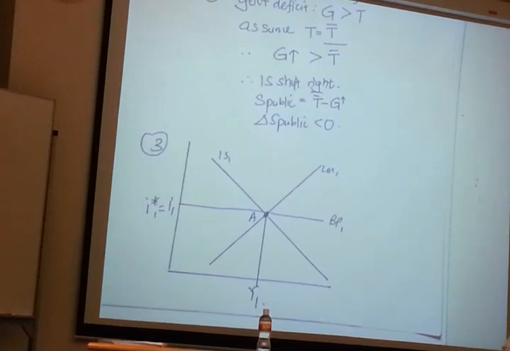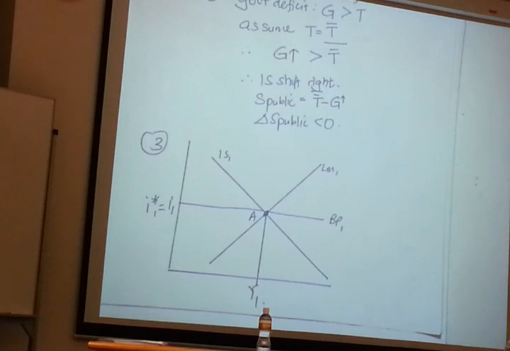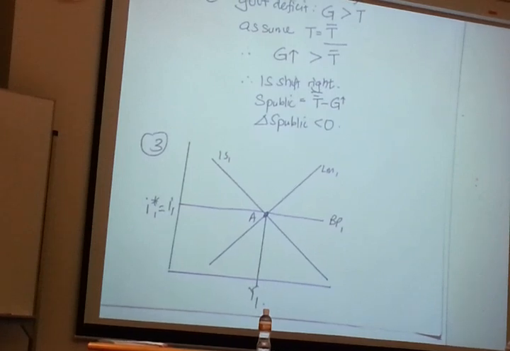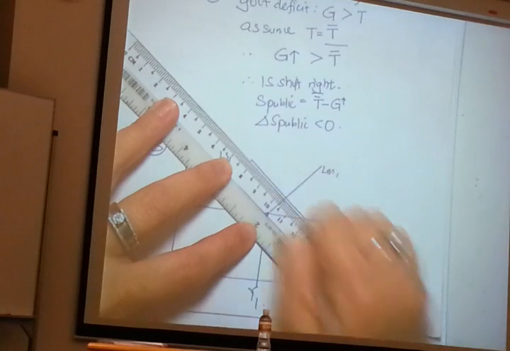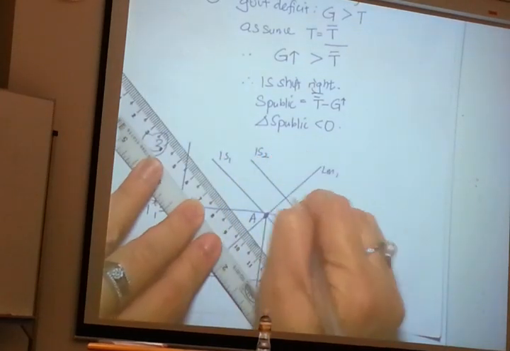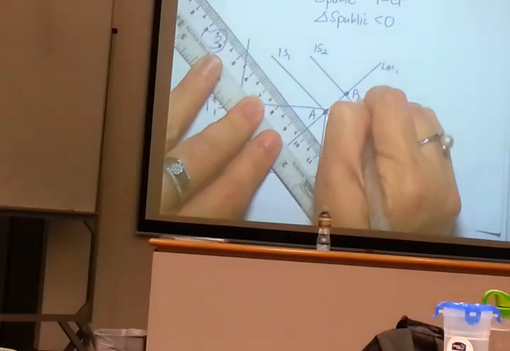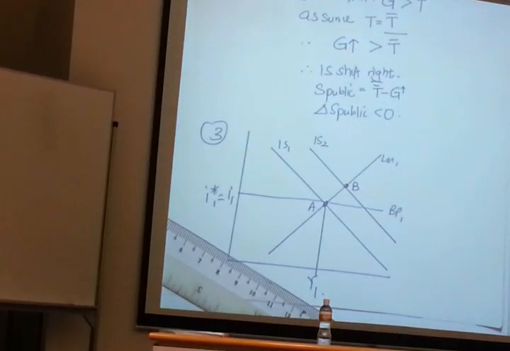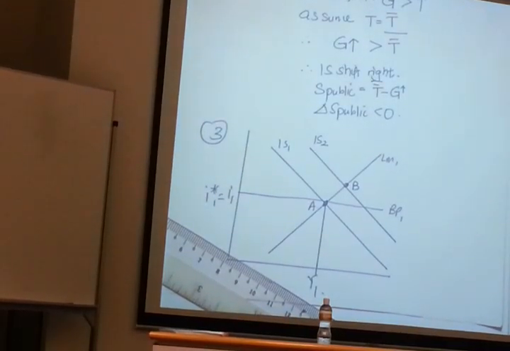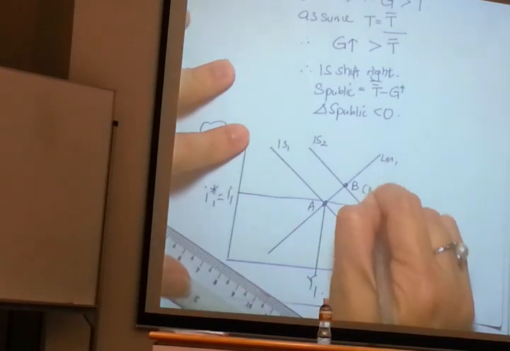Alright, so we are still on the same question. There is government budget deficit, G increase, T bar constant. So the IS shifted right. You landed in point B. But you know you're doing open economy, so you cannot just say point B. You have to analyze the BP.